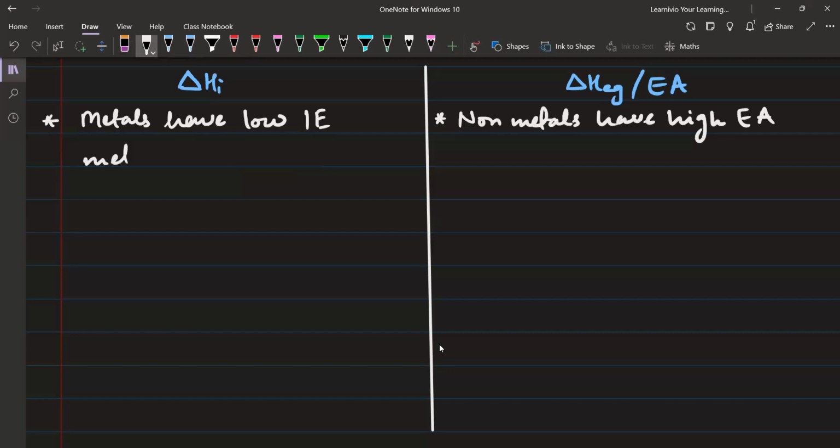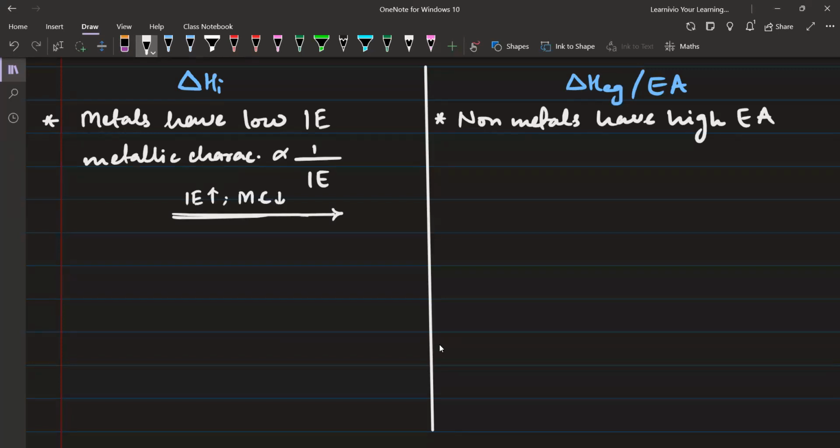Metallic character, it is inversely proportional to ionization enthalpy. If the ionization energy is high, metallic character will be low. So in a period, what is going to happen? The ionization energy it increases as we go across a period, and that is why the metallic character decreases. If I go top to bottom in a group, then we know that ionization enthalpy decreases, and that is why the metallic character is going to increase.